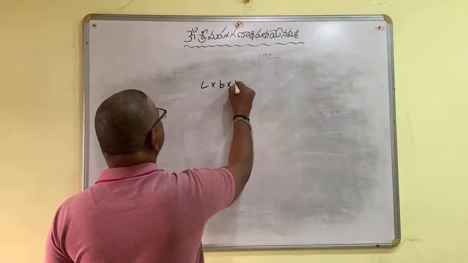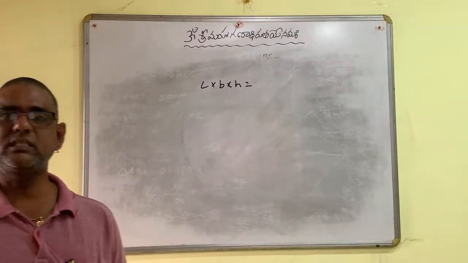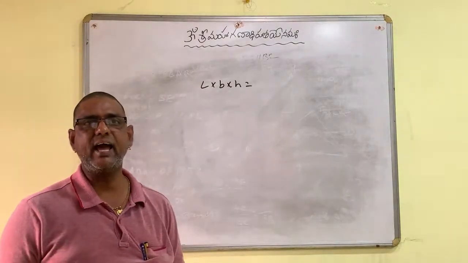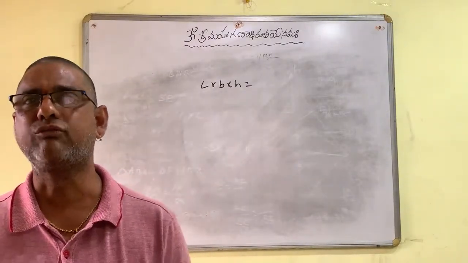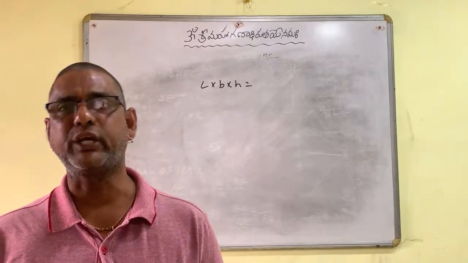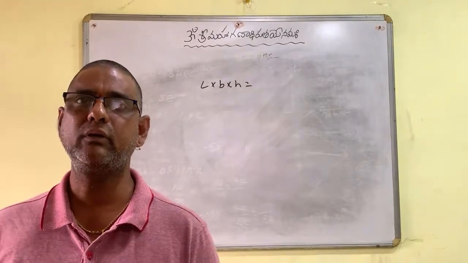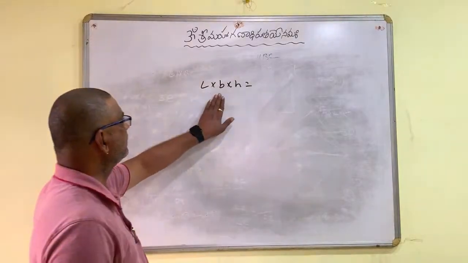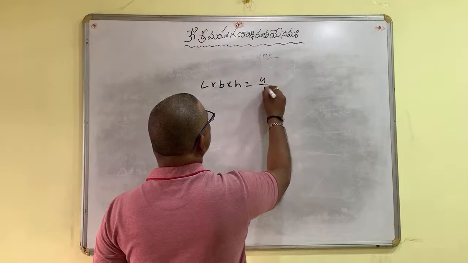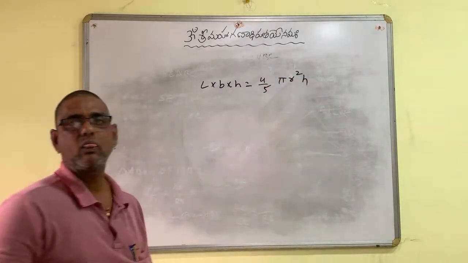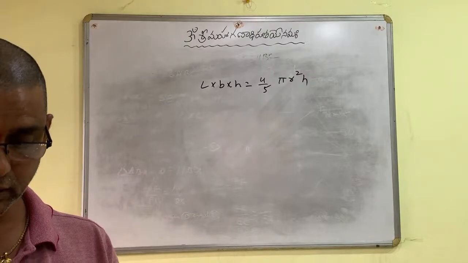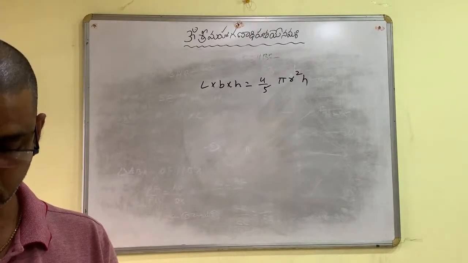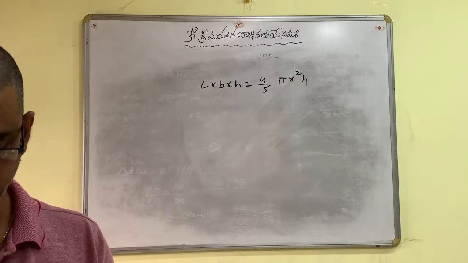L into B into H. What is L into B into H? It is the volume of water stagnated on the roof, when the walls are closed on the roof, the water forms a cuboidal shape. So its volume of water, L into B into H, is equal to 4/5 the volume of the cylinder. L is given, B is given. We need to find out H.